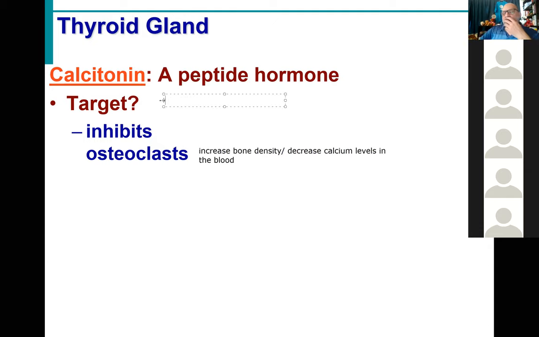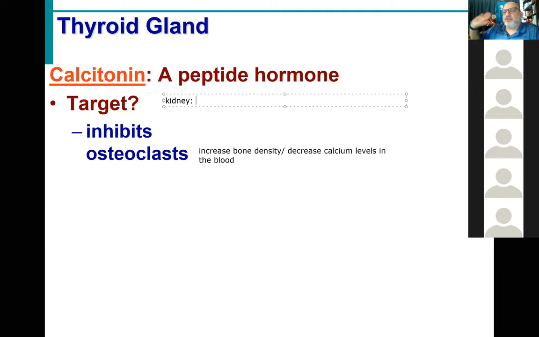Anybody else remember what the other two targets of calcitonin is? Kidney, excellent. One target is the kidney. And what does it tell the kidney to do? To reabsorb, to produce calcitriol? No, not exactly. Well, so we'll talk about calcitriol in just a second. But what does calcitonin tell the kidney to do? What does the kidney normally do? Reabsorb or make a urine.